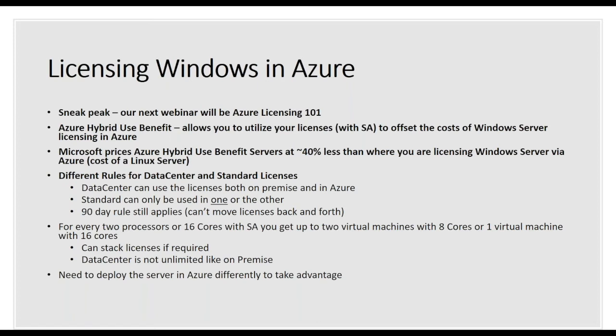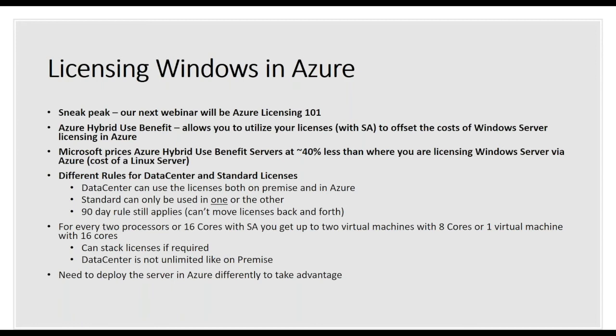Whereas with Standard, it can only be used in one or the other. So if I assign the Standard license with SA to a server in my own physical data center, I cannot use it in Azure. But if I assign a Datacenter license to a physical host in my data center, I can use it there and in Azure. I know that's a little complicated, but with Datacenter, I get both. I get the unlimited virtualization on my host server, and I get the Azure VMs. With Standard, I can only use it in one or the other. And the 90-day rule still applies here. If I assign a license to Azure, it's there for 90 days. I can't bring it back.